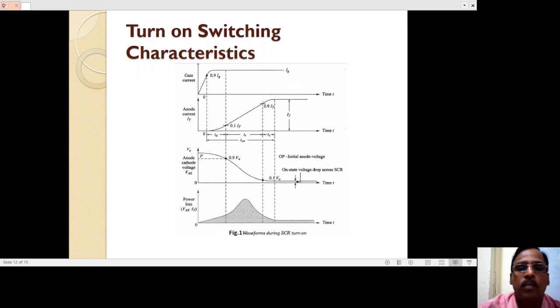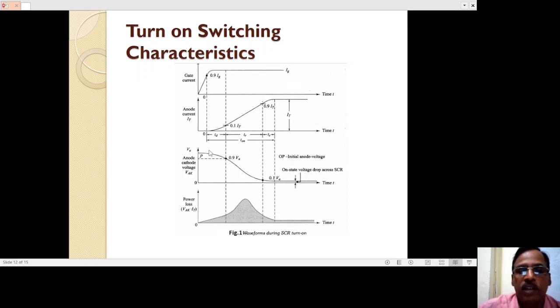Look to the waveform. First one is between gate current and time. Next, anode current and time. And anode cathode voltage VAK and time. We have three times.